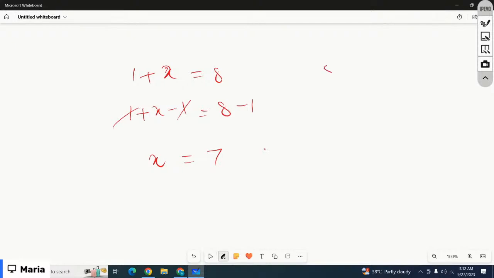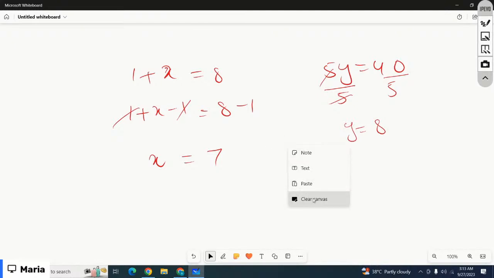Okay, the next example is 5y equals 40. So which is the solution of the given equation? What is the solution of the given equation? You have to divide both sides of the equation by 5. So y equals 8. y equals 8 is the solution of the equation, right?